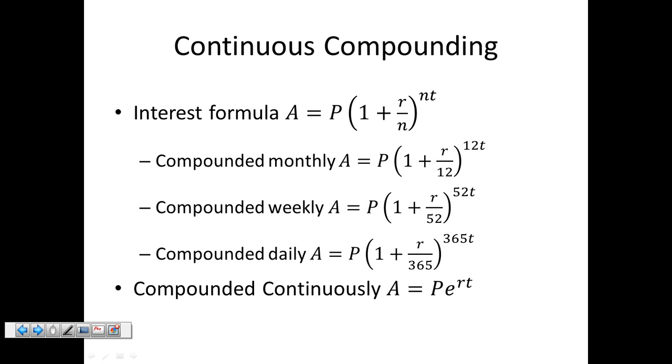And you see that our equation changes a little bit. Instead of the 1 plus r over n, it's principal times e to the rt. A lot of times people read that as Pert. It's an easy way to remember it.